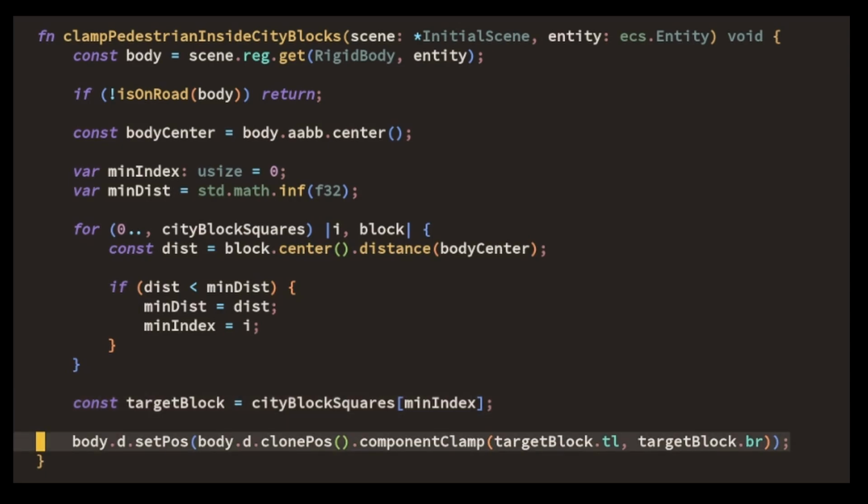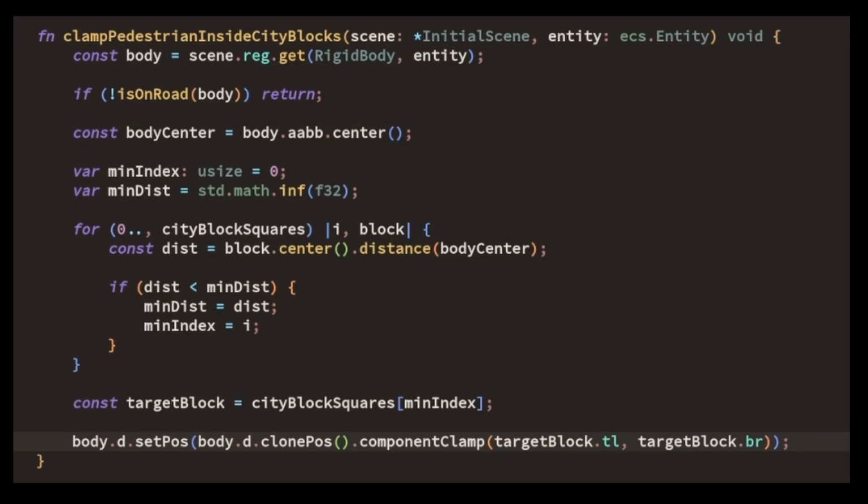And then we set the position of the pedestrian body: we take the position of the body and apply this clamp function. This function basically does what I said before. It clamps the vector components, x and y, separately, and it uses a min vector, which is the target block top left vector, and a max vector, which is the target block bottom right vector.